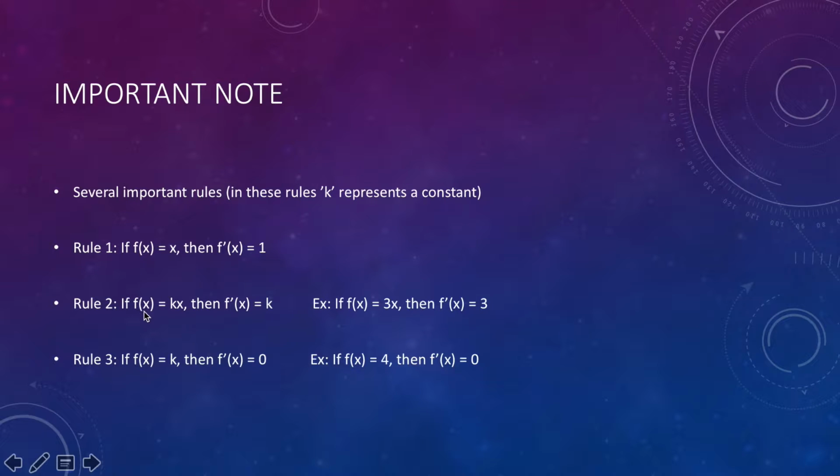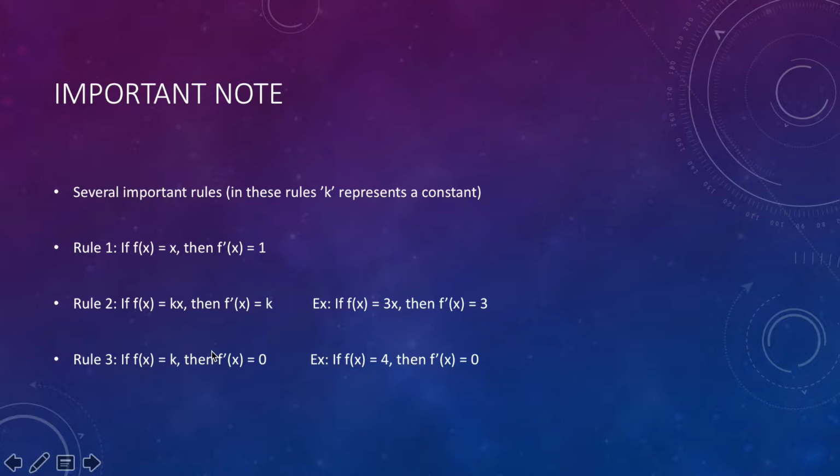Rule number 2, if f of x equals k times x, then the derivative of f of x equals k, right? The x goes away, the x turns to 1, as we saw up here, and the k is left there. It's left by itself. So the constant is left untouched. So an example is if I ask you to find the derivative of 3x, then the answer is simply 3.